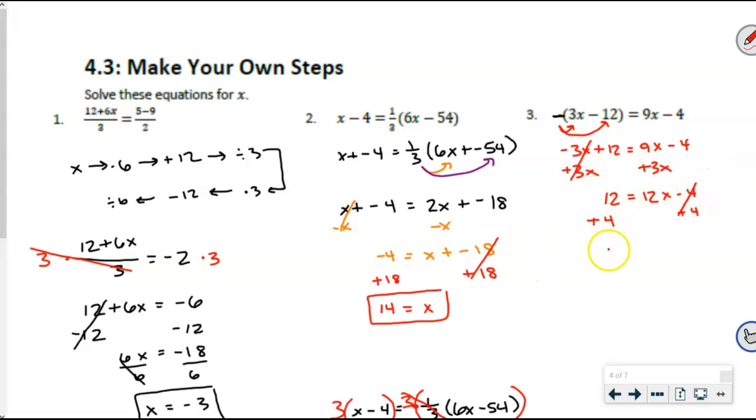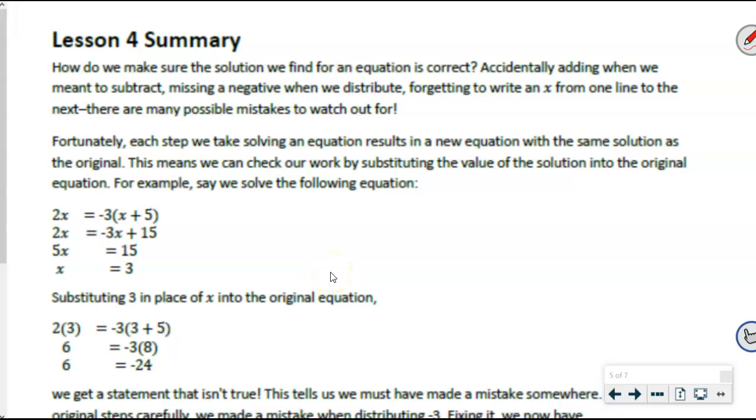And I have 12 plus 4 is 16 is equal to 12x. Divide each side by 12. And we end up with 4/3. And fractions are friends, especially when it's a repeating decimal. Fractions are friends. All right, I'm going to show you what we're going to be doing in our next lesson to give you guys that head start. But first, let's finish up with our summary. Make sure you're highlighting along with me.